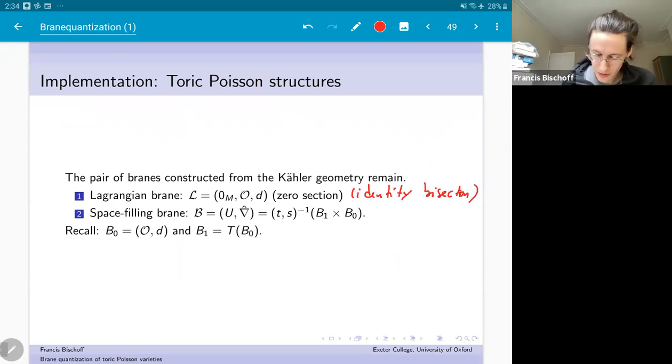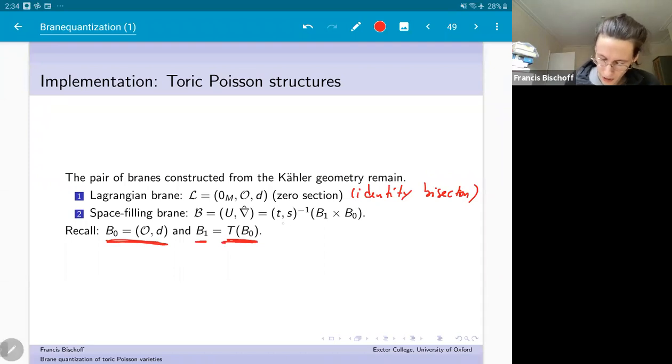So this is still given by the zero section. So this is a Lagrangian brane. And now for the second brane, this space filling brane, remember the way that we were supposed to produce a brane on the groupoid is we're supposed to take two branes on the GC manifold, on the underlying holomorphic Poisson manifold. So we take this B0, which is given by the trivial bundle, and we take this B1, which is obtained by applying our autoequivalence to B0.